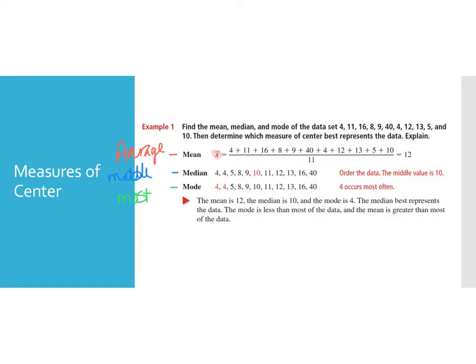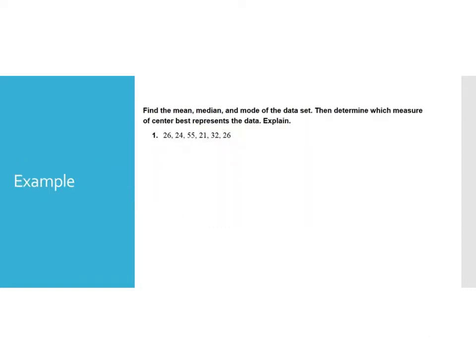So we're going to look at the maintaining mathematical proficiency problems in your math journal now if you want to head there. Looking at number 1 in your journal, we're going to find the mean, median, and mode of the data. I do usually find it much easier to work with data when it is in numerical order. So the first thing I'm going to do is rewrite it. 21 goes first, then 24, and I'm going to cross them out as I go here. 26, 26, 32, and 55.